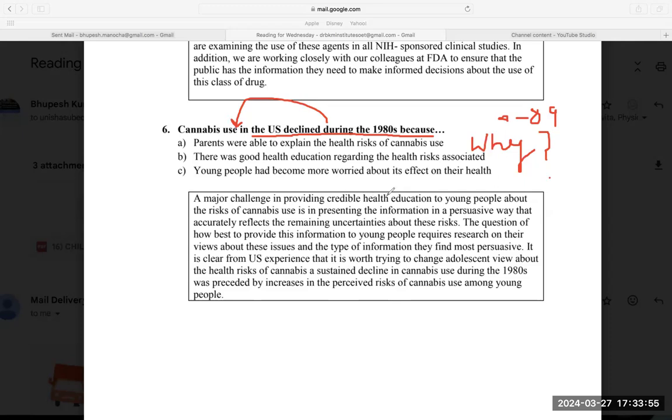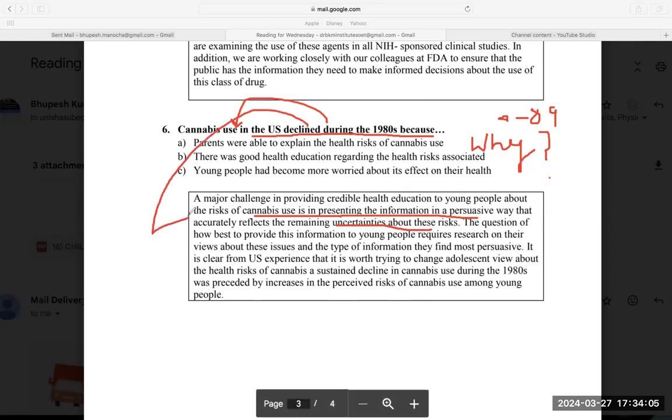A major challenge in providing credible help to young people about the risk of cannabis use is presenting it in a persuasive way. Remaining uncertainties about this risk, I want to find the word decline. So it is not given in the first line. So that is where you save energy and time. Yesterday, somebody was asking me how to save time. See, when the keyword is not given, why are you reading this line again? If you do not understand this line, let it go. That is how you save time. Focus on the right word.